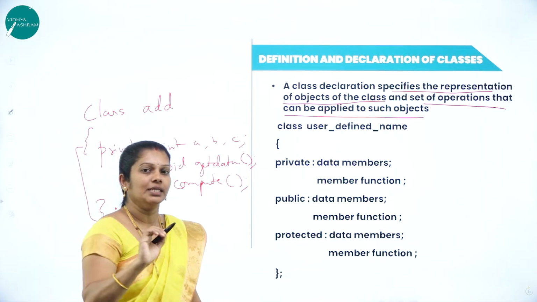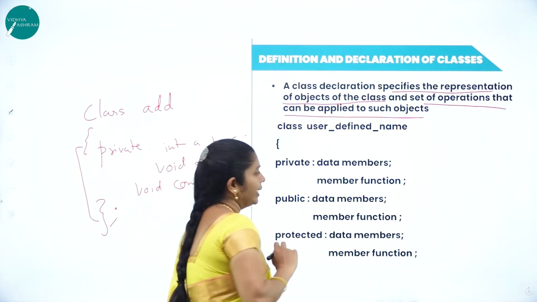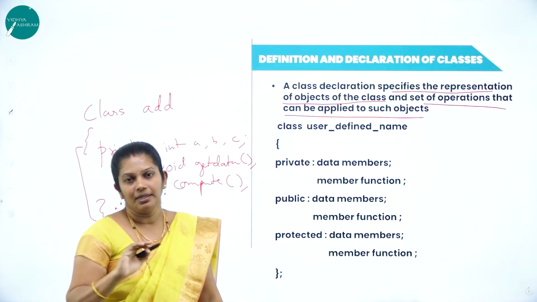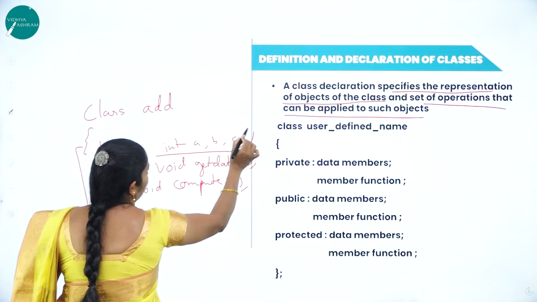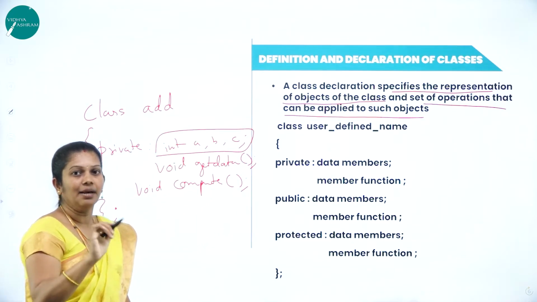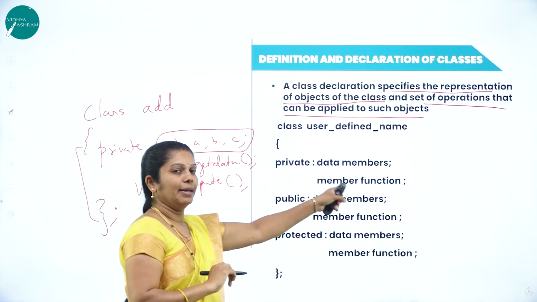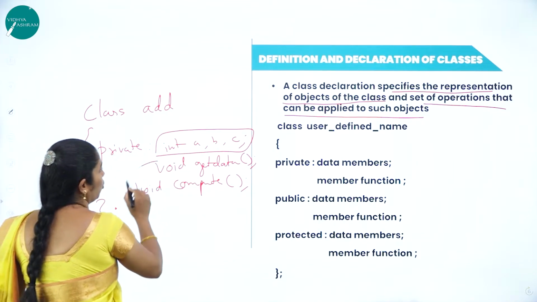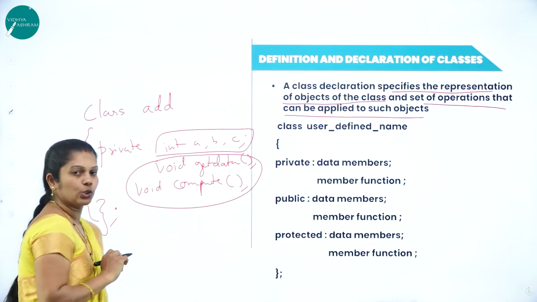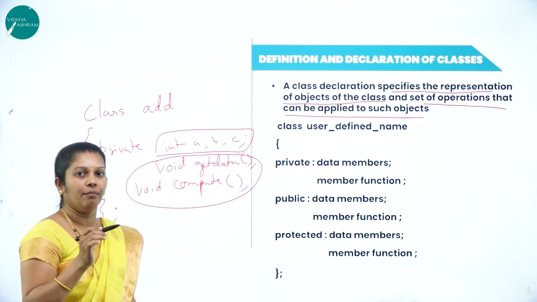Then, what do you mean by data members? Data members are the variables in the program which we are using. In this example, A, B, C are the data members. Then member functions are a set of operations. In this case, void getdata as well as void compute, these two are the member functions.